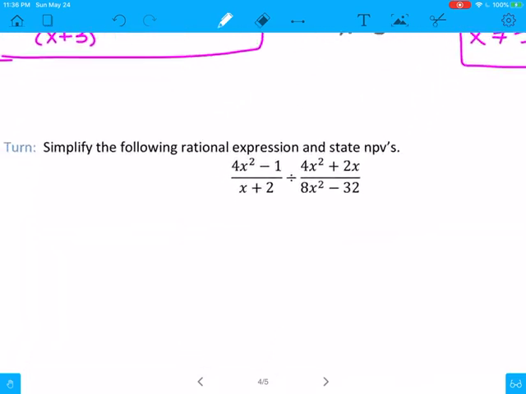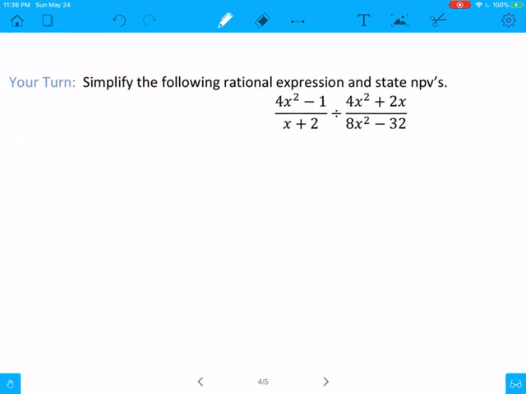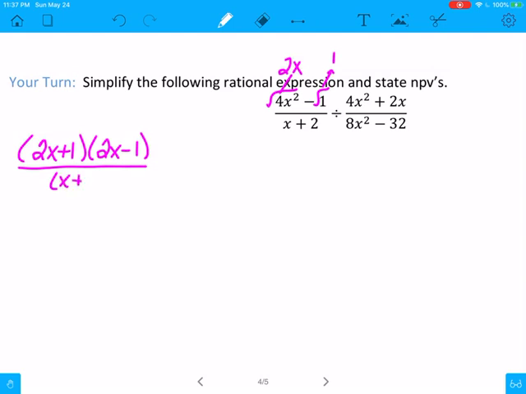Once again, you can pause this one and try it out on your own. The top left, 4x squared minus 1 is a difference of squares. 4x squared, square root of that is 2x, and the square root of 1 is 1. So on the top left, I'm going to get 2x plus 1, 2x minus 1. The bottom left, I have x plus 2, and there's nothing I can do to it.